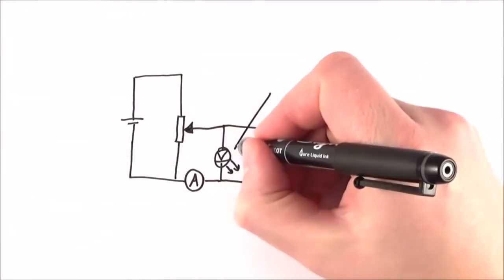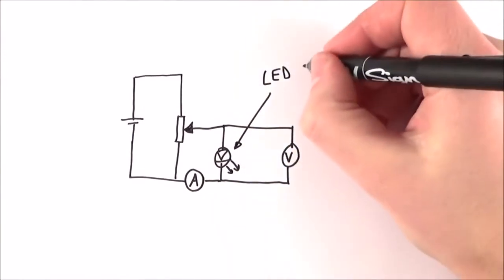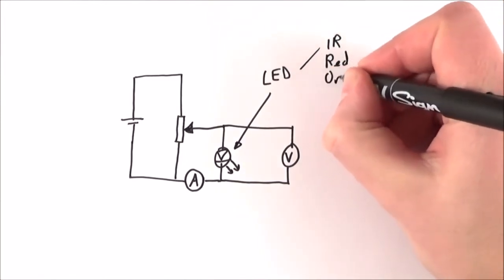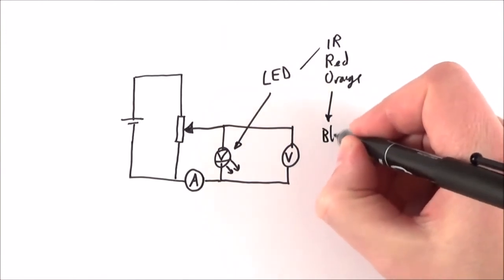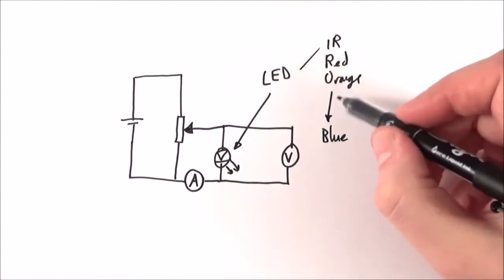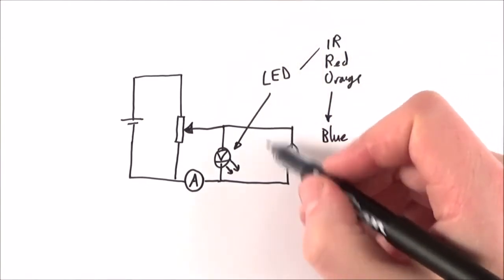So in here we have our LED, and we can use different values of LED. So we maybe have an infrared one, maybe we have red, orange, all the way through till we get to the blue end of that spectrum. So we have different colour LEDs, and each of these has a different threshold potential difference. We've got a voltmeter here to have a look at that potential difference.